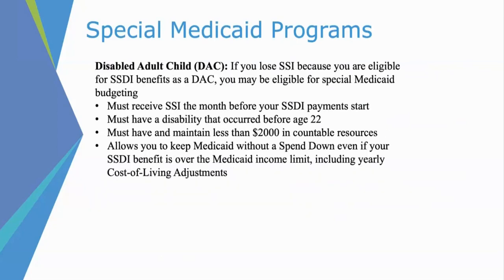The Disabled Adult Child, DAC, is if you lose SSI because you are eligible for SSDI benefits as a DAC, you may be eligible for special Medicaid budgeting. So to qualify for this, you must receive SSI the month before your SSDI payments start. You must have a disability that occurred before the age of 22, must have and maintain less than $2,000 in countable resources. And this allows you to keep Medicaid without a spend down, even if your SSDI benefit is over the Medicaid income limit, including yearly cost of living adjustments. Next slide, please.